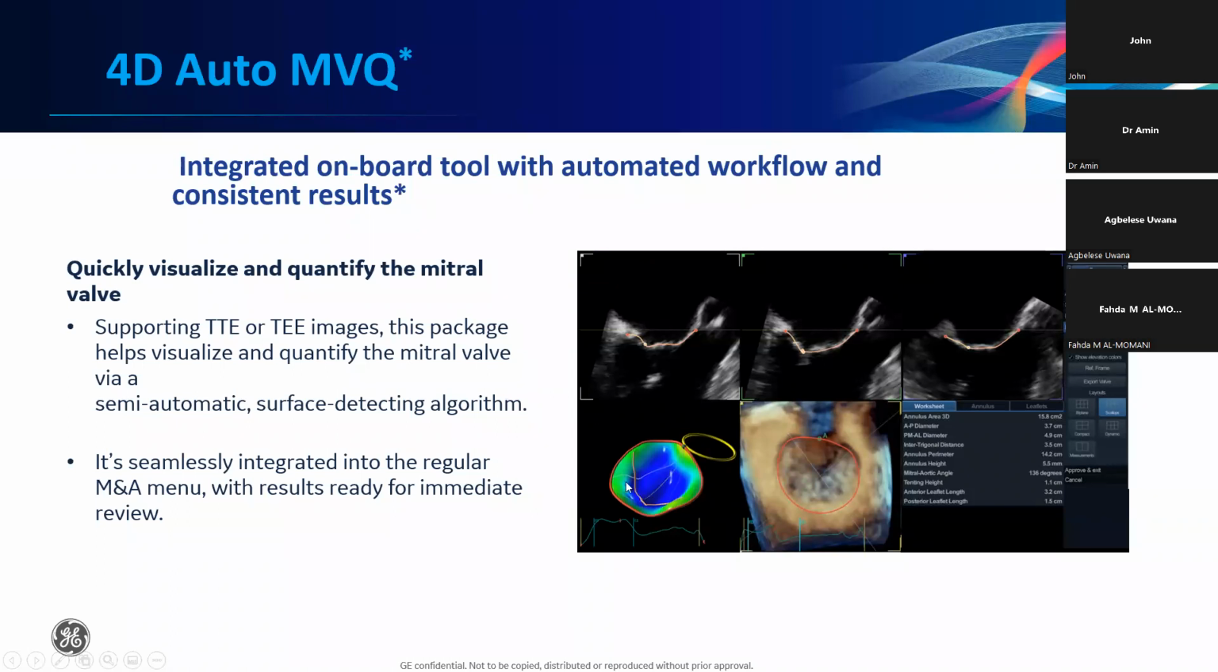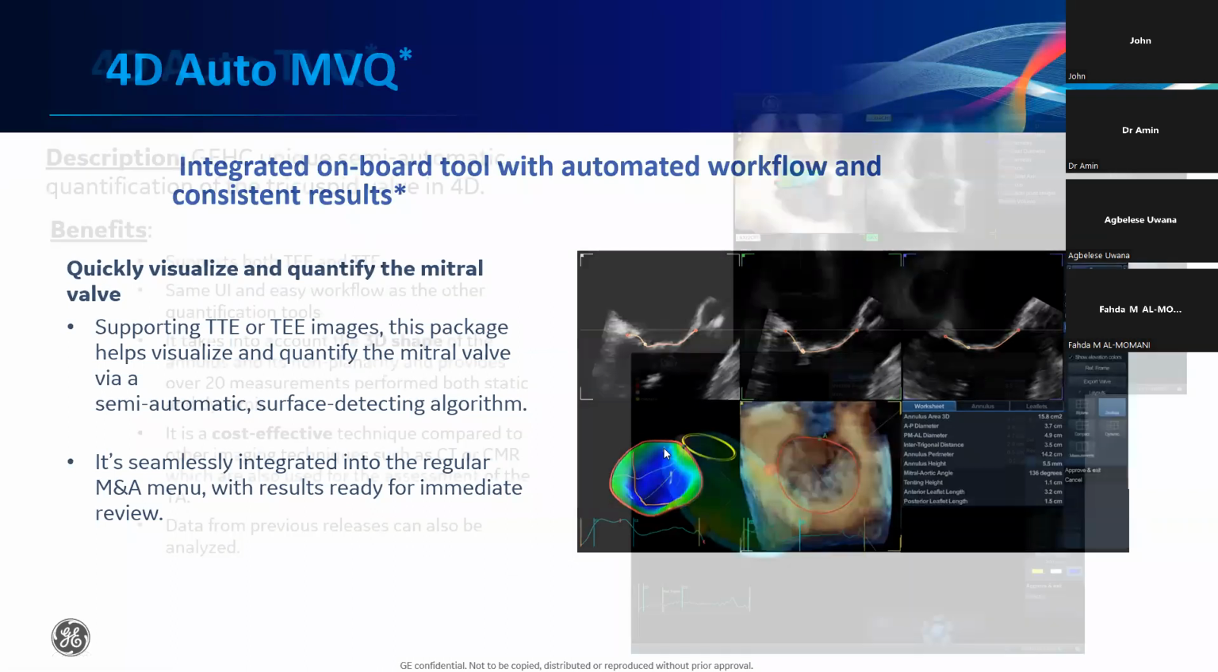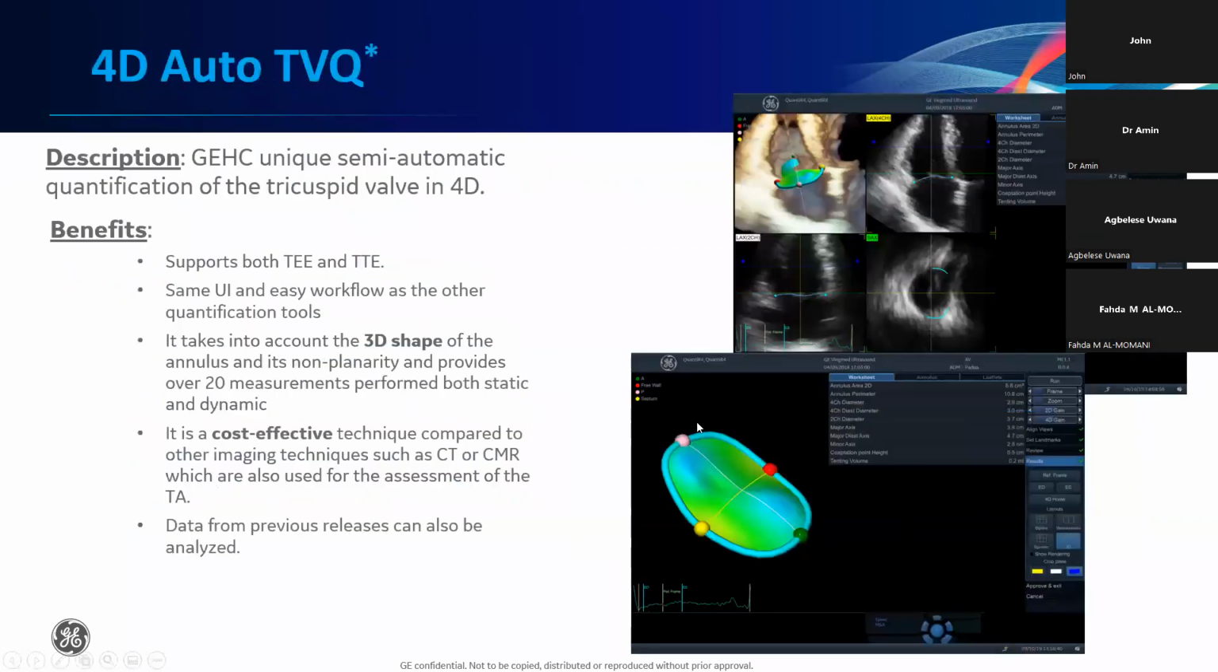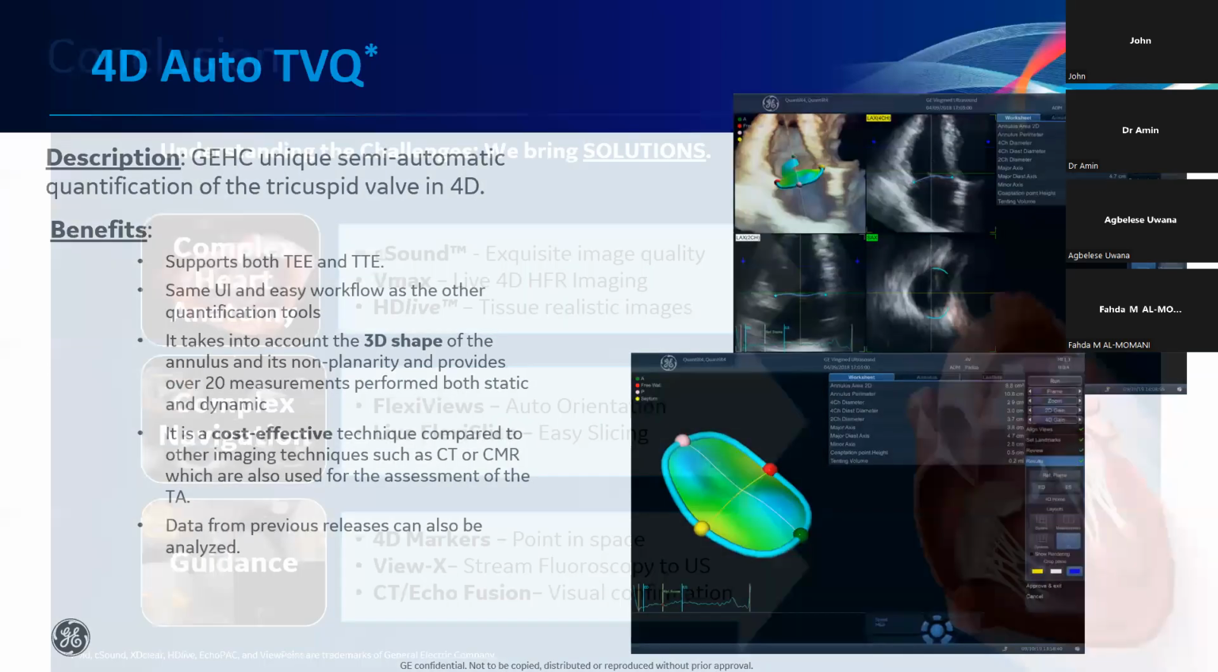Helping in the quantification as well as the qualitative assessment of a prolapse if there is any as well. Likewise for 4D auto tricuspid valve quantification, again with the color coding of the tenting, just like the mitral valve, and of course the measurements and the areas and the perimeter of the annulus and the instantaneous annulus measurement between diastole and systole and so forth. Again, making it an easy way to assess the tricuspid valve on echo and 4D echo.